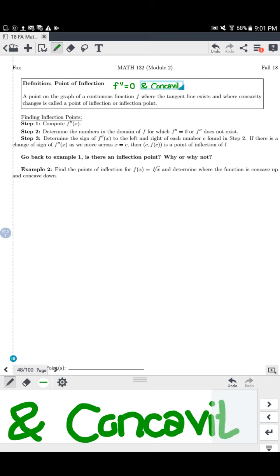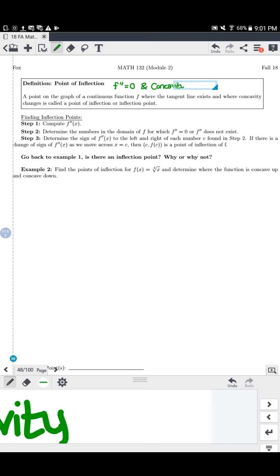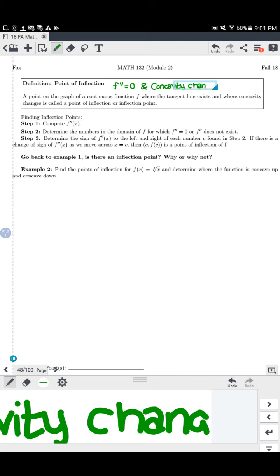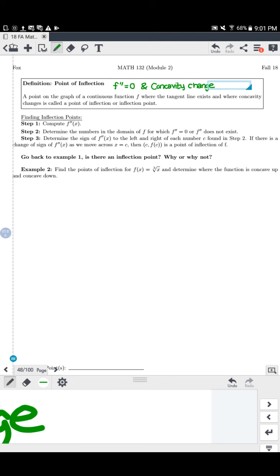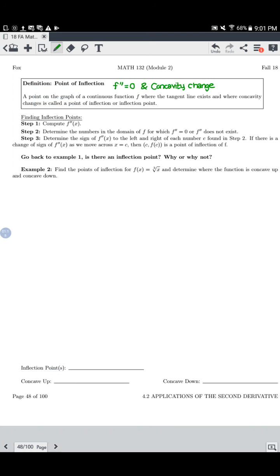We can make the denominator 0. And concavity changes. So we have to go from concave up to concave down or concave down to concave up. So those are the two things you're checking to be a point of inflection. Critical number, all it has to do is make the first derivative 0. Points of inflection in second derivative world have to do two things. Make the second derivative 0 or undefined, and then they also have to have concavity change.